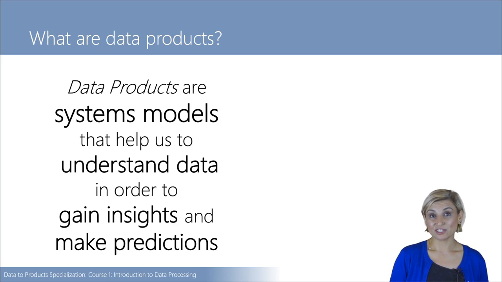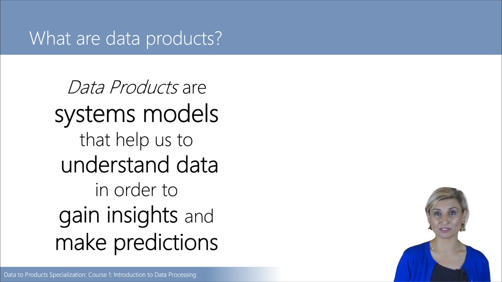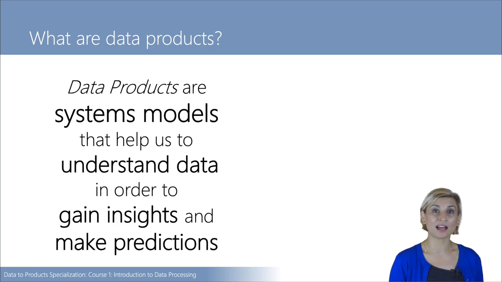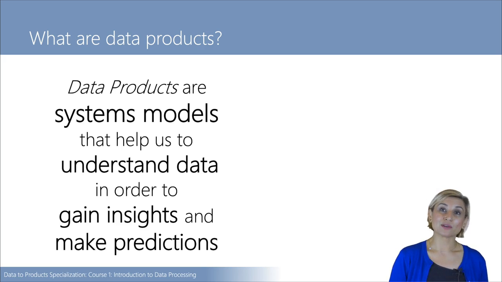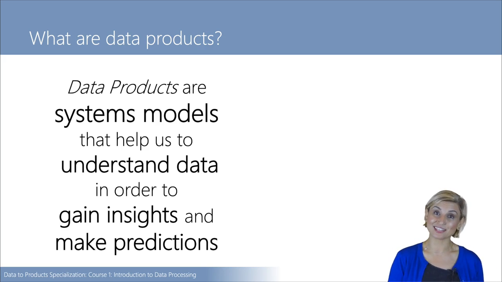In this specialization, we focus on models as a specific data product that can further be used to generate other user-oriented or back-end system level products. So, we define data products as system models that help us to understand data in order to gain insights and make predictions. Now, let's look at what transformation data goes through from raw data to a model and what products get generated as a result of the data science process.